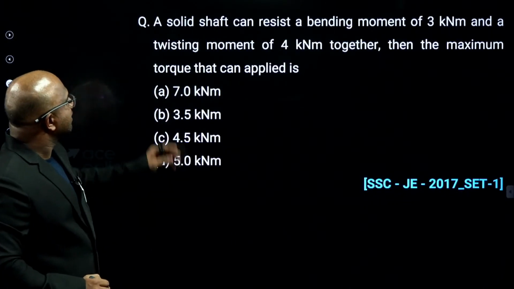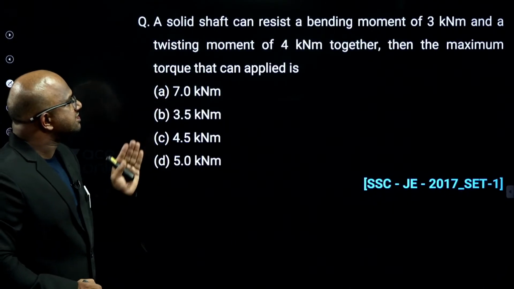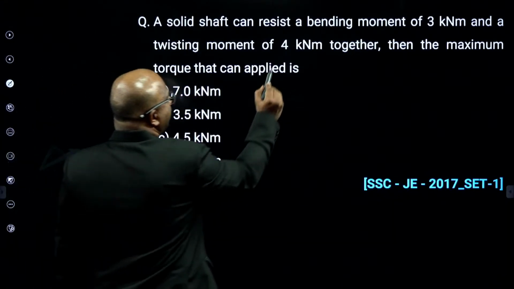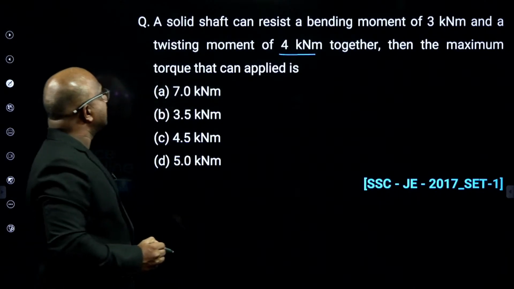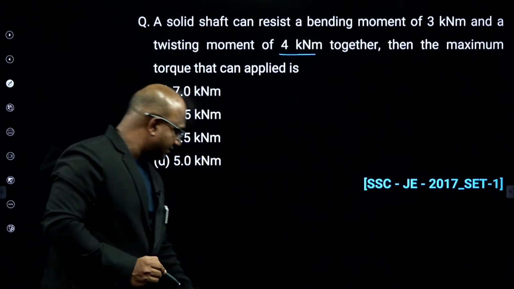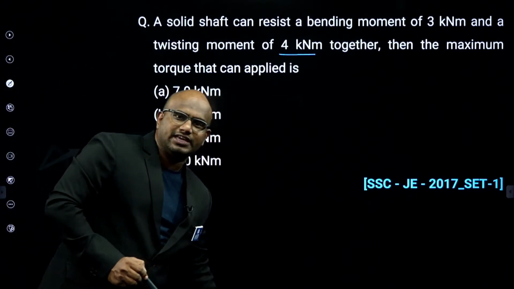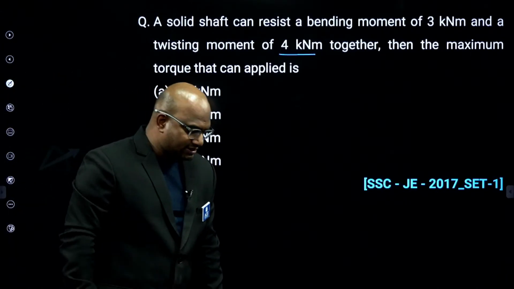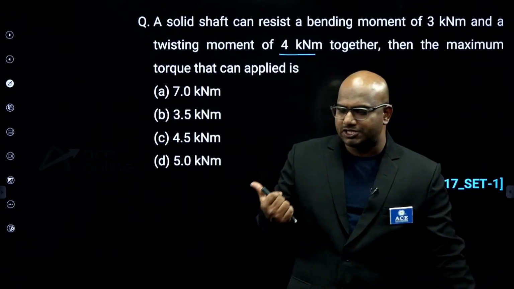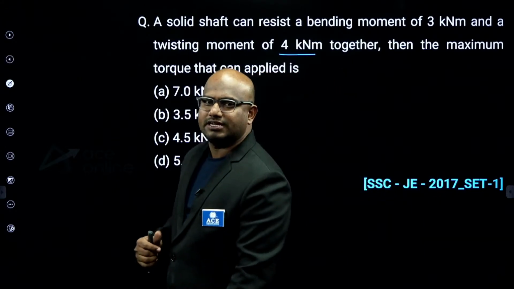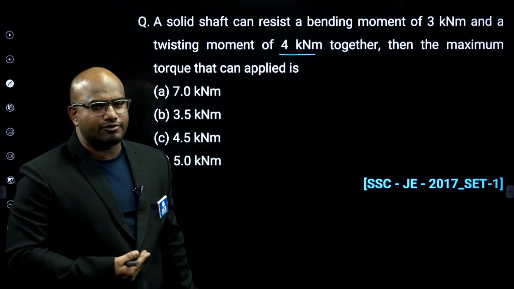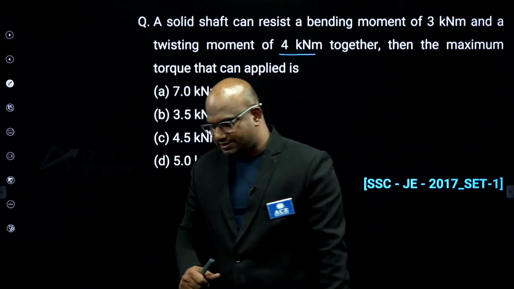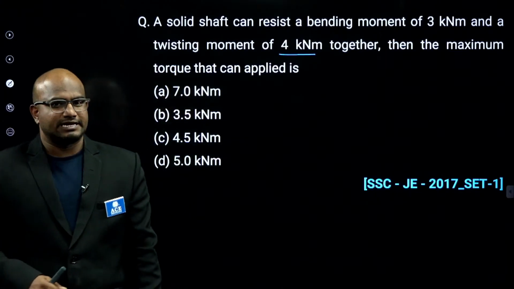Now, a solid shaft can resist a bending moment of 3 kN and a twisting moment of 4 kN together. Then the maximum torque that can be applied is, guys, I am giving 30 seconds of time. Please try to answer these questions, because questions from this topic are very frequent. I observed, guys, 3 to 4 times they have given questions on equivalent bending moment and equivalent twisting moment. Please go through this. Try, guys.